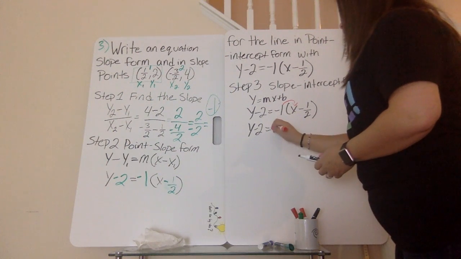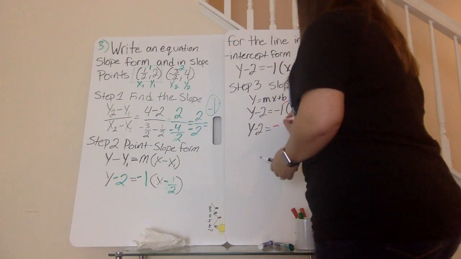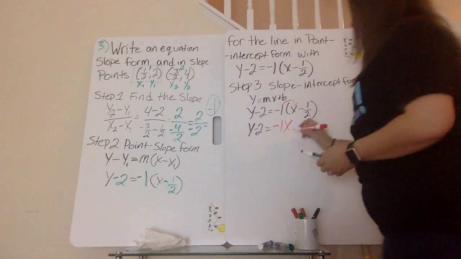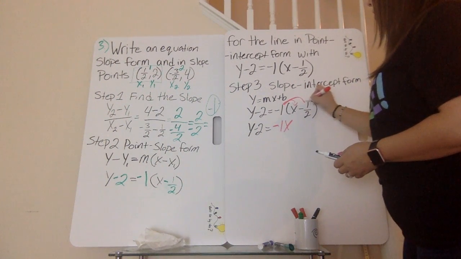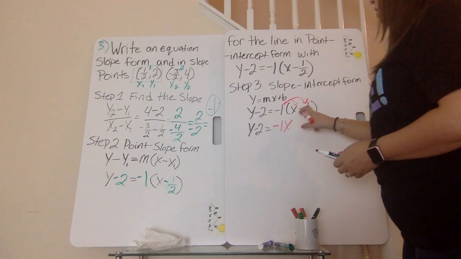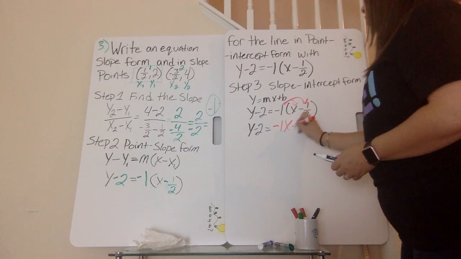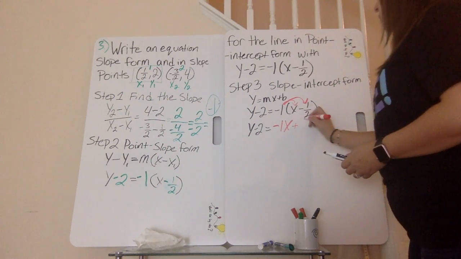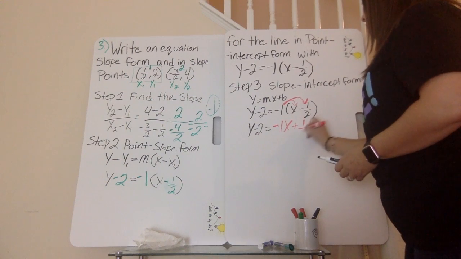So I get negative 1x. And then I want to distribute the negative 1 with the negative 1/2. So a negative and a negative gives me a positive. 1 times 1/2 gives me 1/2.